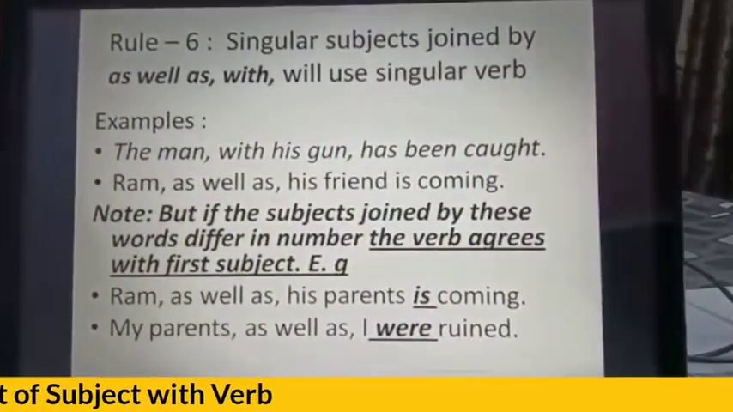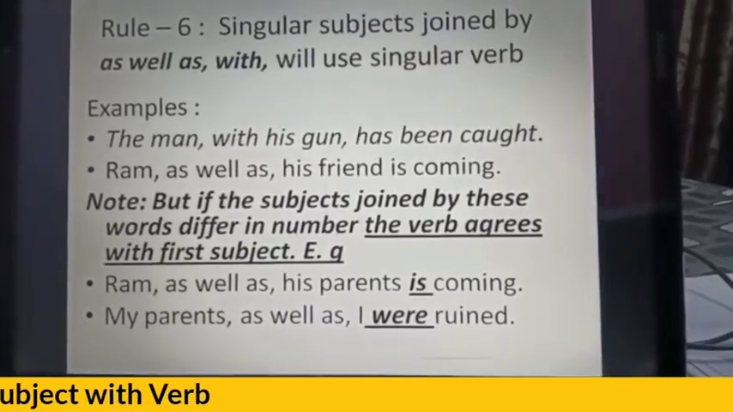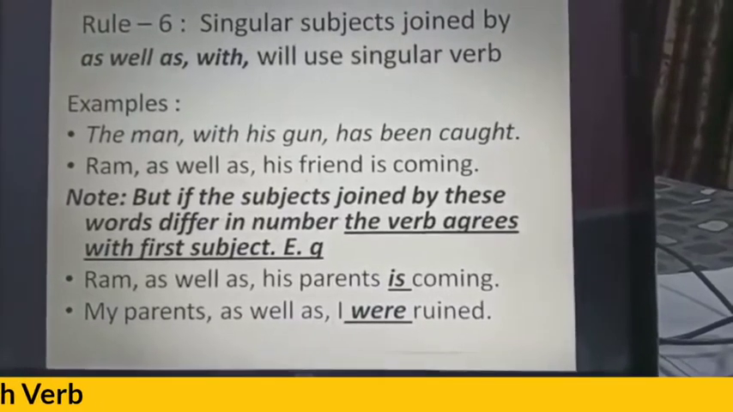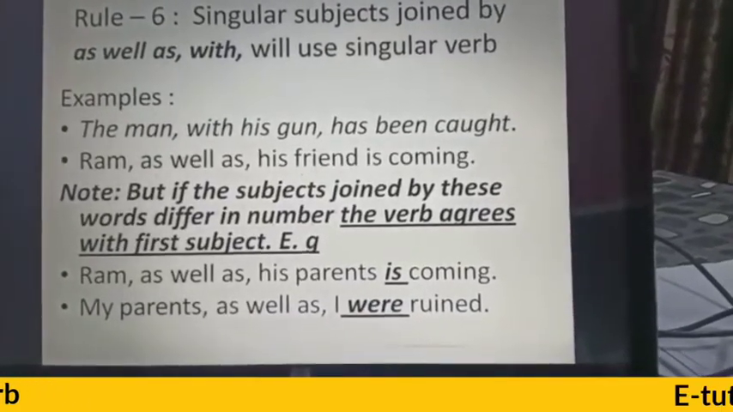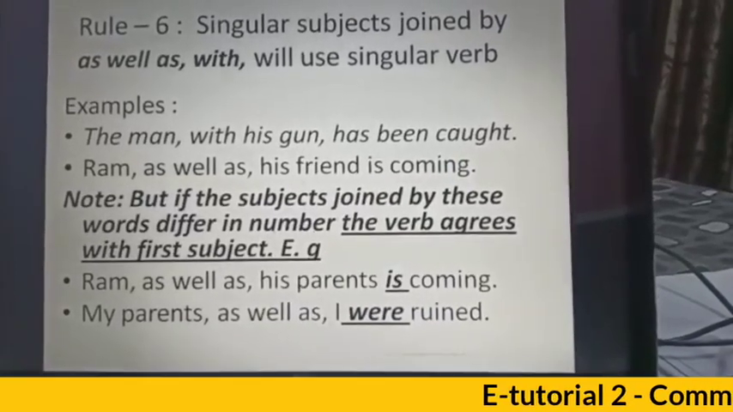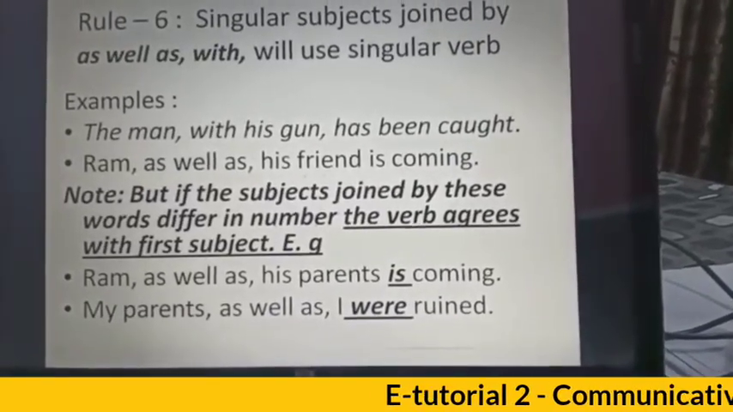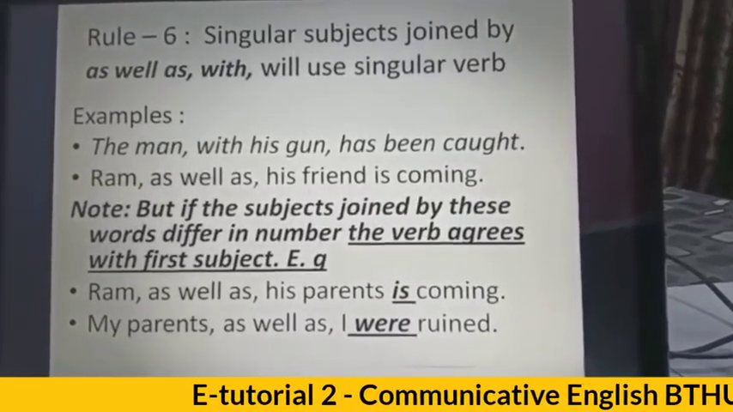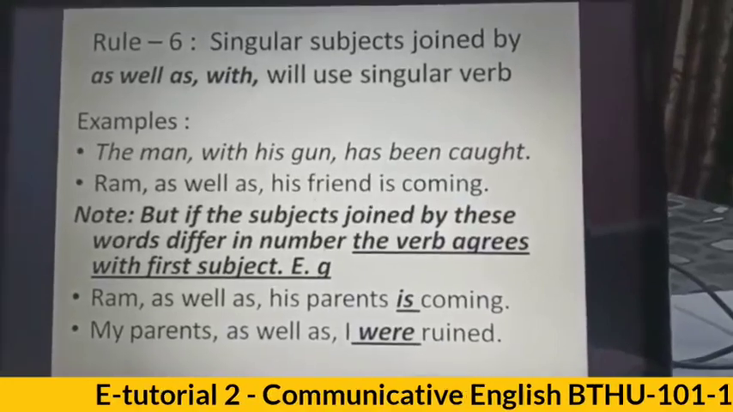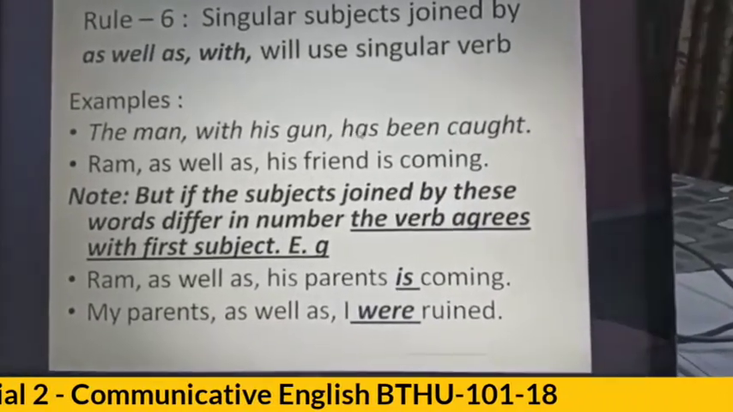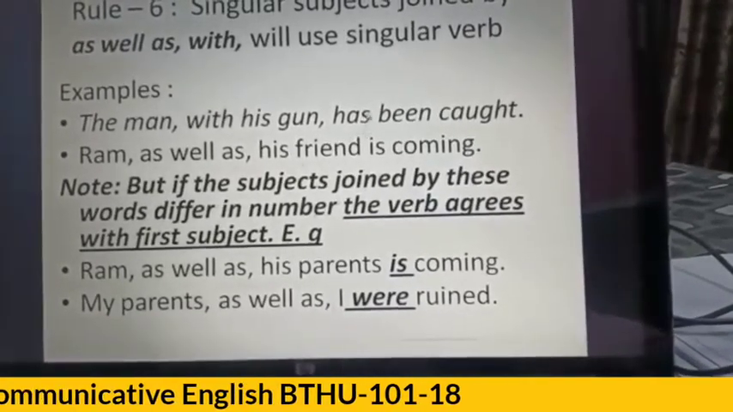Singular subjects joined by as well as and with always use singular verbs. For an example, the man with his gun has been caught. Now there are two subjects in this sentence, the man and gun. They have been joined by one word, that is with, but when two singular subjects are joined by with and as well as, they always agree with singular verb, that is I have used here has.